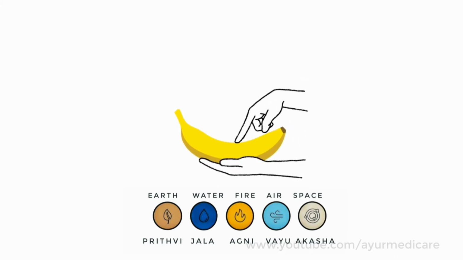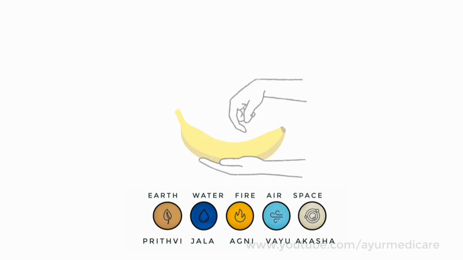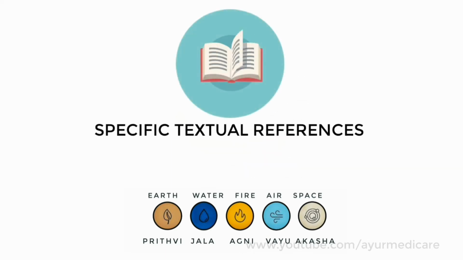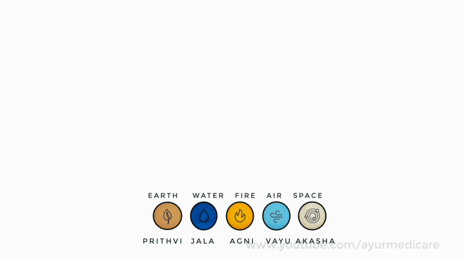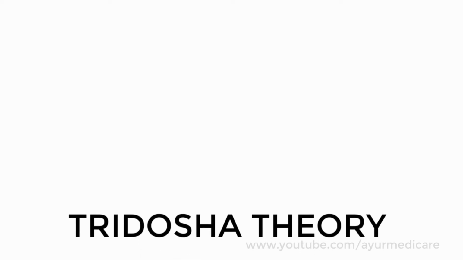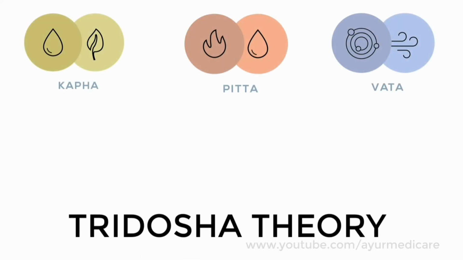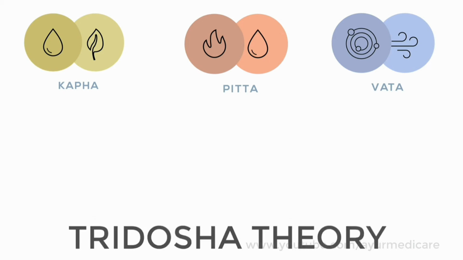But there are specific qualities given as textual references to identify and understand each doshas. In fact, from this level, we never go back to the micromolecular panchamahabhuta theory anymore to explain things. Ayurveda rather sticks with a macro level of tridosha theory to make it less complex.